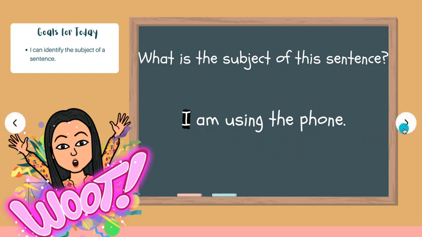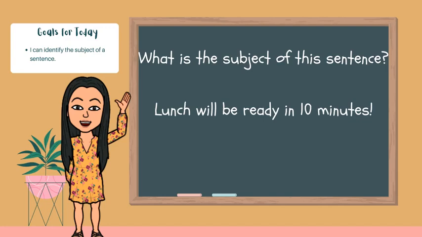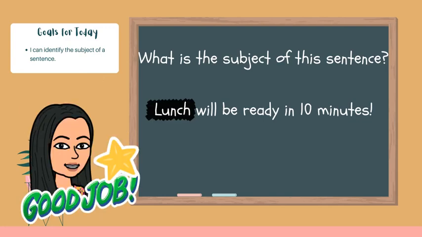Let's try another example. What is the subject of this sentence? Lunch will be ready in 10 minutes. A little tip is look at the very beginning of the sentence and also think about whom or what this sentence is about. Think about it. If you said lunch is the subject of the sentence, you are correct.